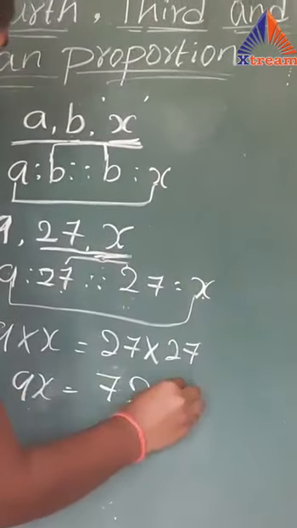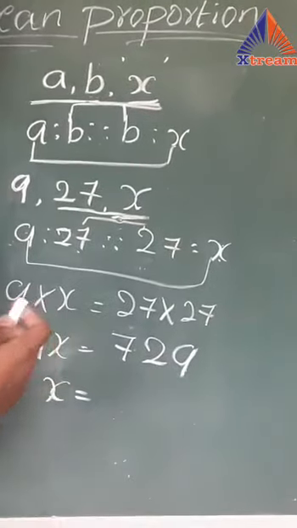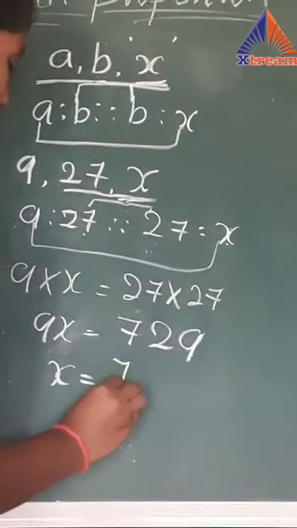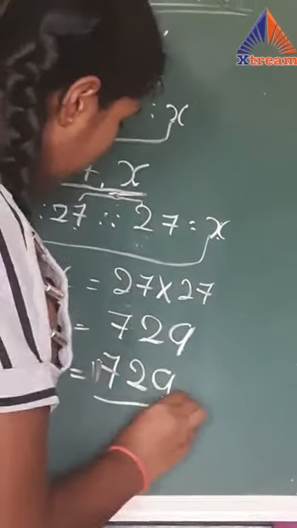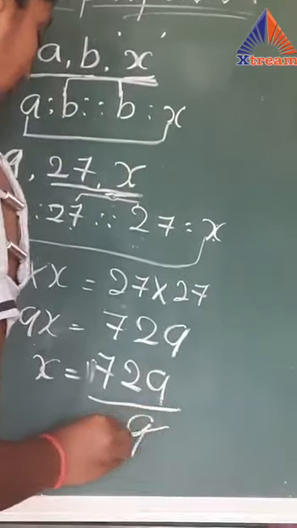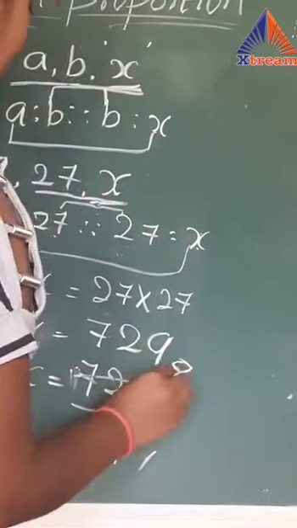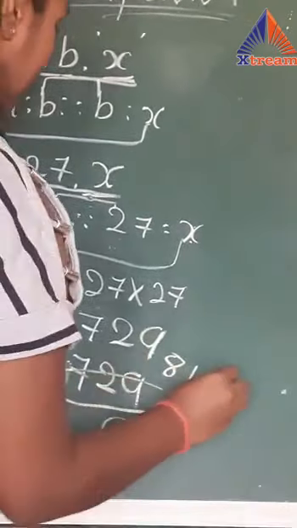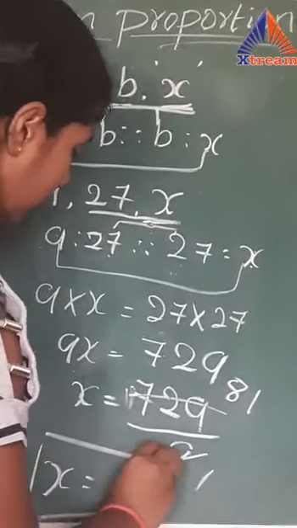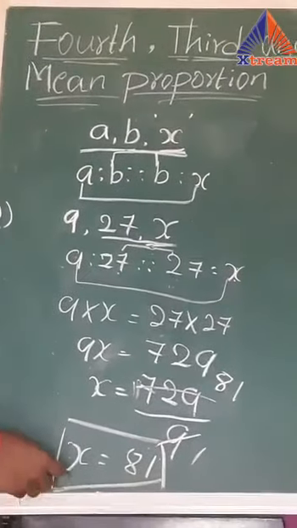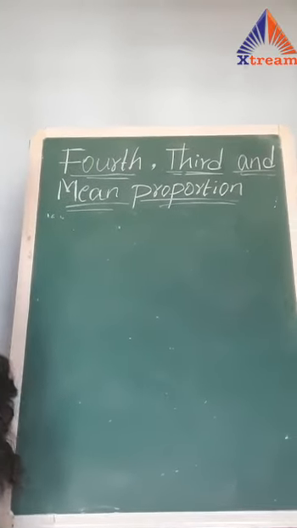Now x is written as it is and 9 is transferred to the other side so it becomes division, that is 729 divided by 9. Cancelling, 9 nines are 81. So x is equal to 81. This is our third proportional. Now we have completed the fourth and third proportional. Now let's see the mean proportional.